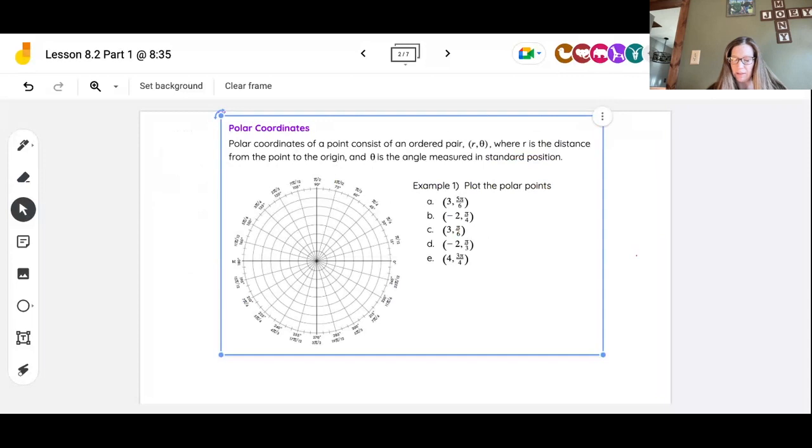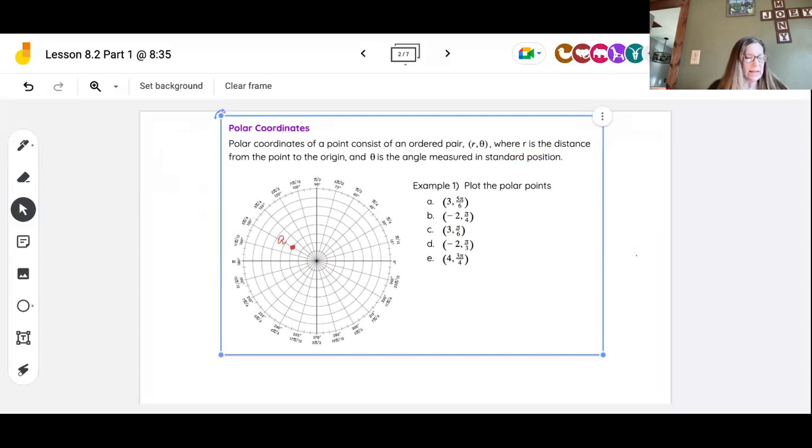So starting at the center, I'll go 3 rings out, and then I'll find 5 pi over 6. And of course, 5 pi over 6 is in the second quadrant at 150 degrees. So start at the middle, go 1, 2, 3 at 5 pi over 6. So now I have A.